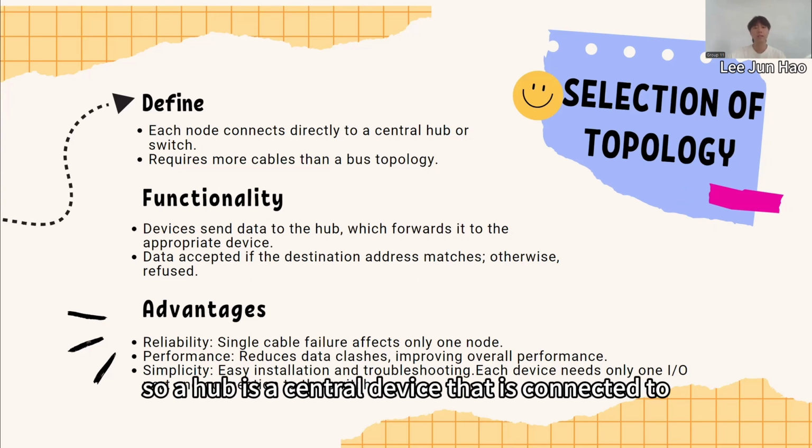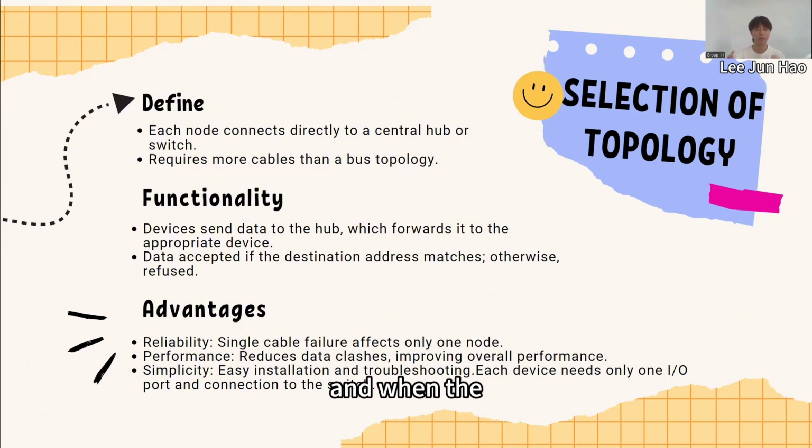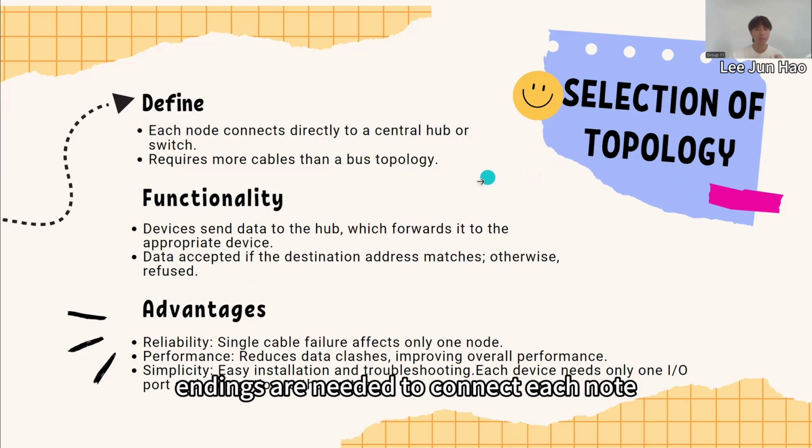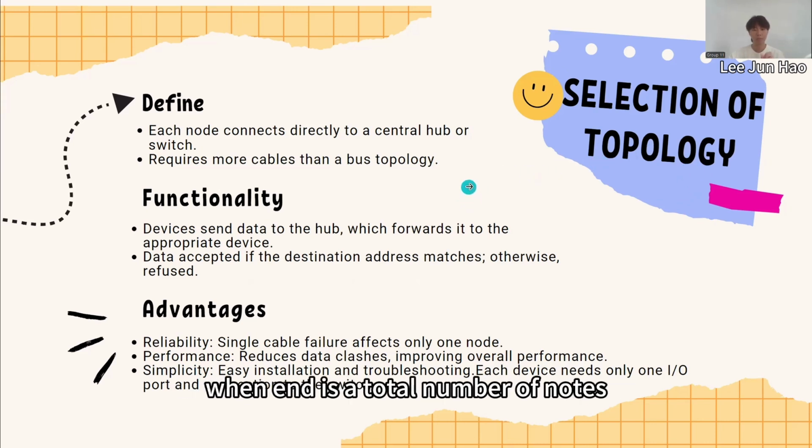A hub is a central device that is connected to every device in the network, and when a device sends information to another device, it sends the information to the hub first, and then the hub forwards it to all the appropriate devices. In the star topology, n links are needed to connect each node, where n is the total number of nodes. All the network functions are managed and controlled by the hub, switch, or a concentrator.